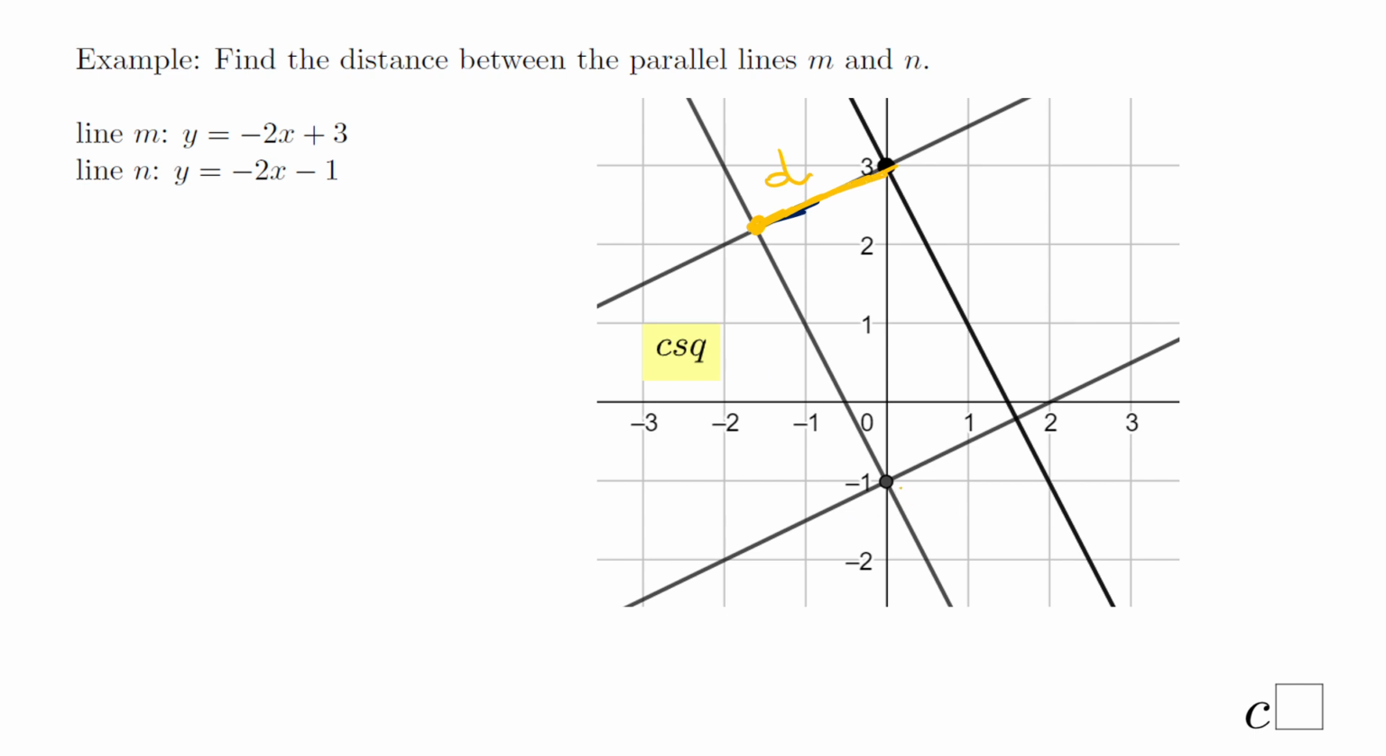We could have approached it in the other way, use the line n, write the equation of the line that is perpendicular to m and goes through this point. This guy will be the same.